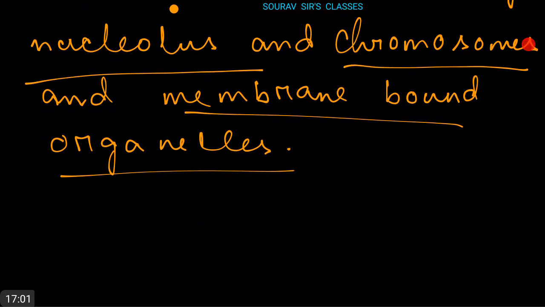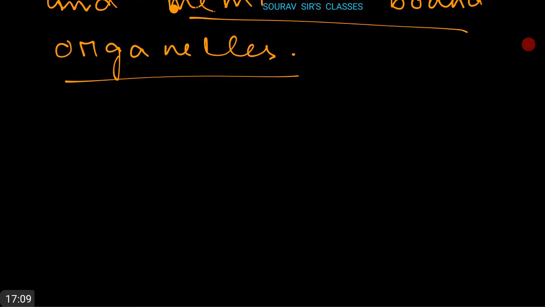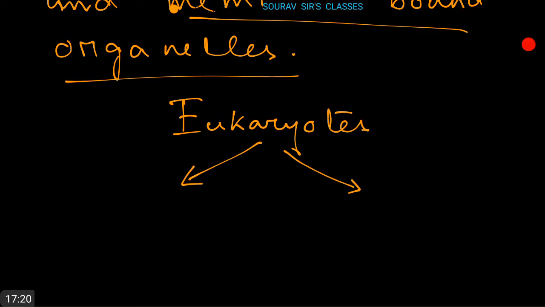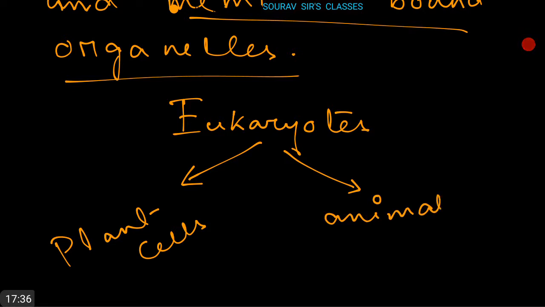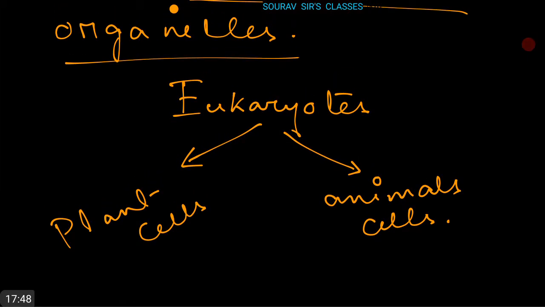Again, these eukaryotes are of two types. One is plant cells and the second one is animal cells. So we can find two types of eukaryotes, plant cells and animal cells. Now let's discuss plant cells.